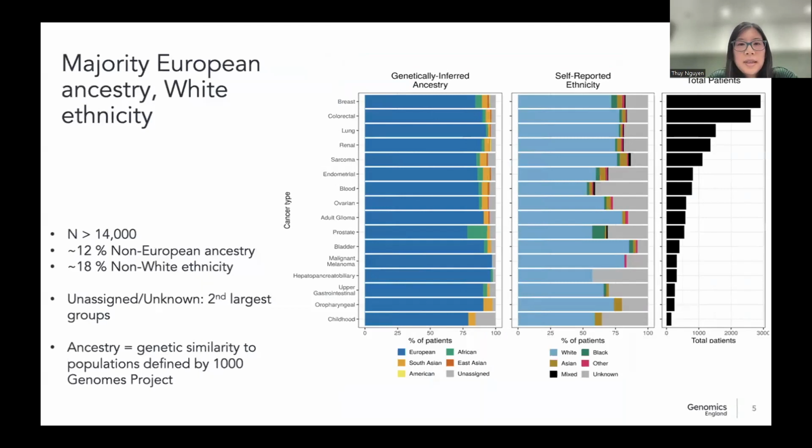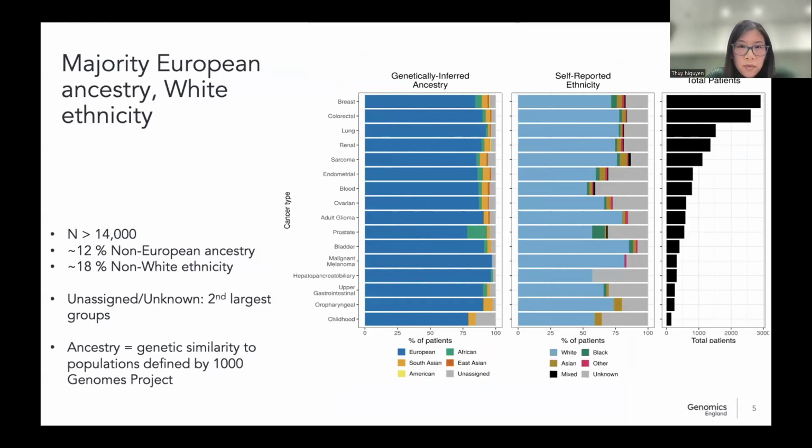So this is the ethnic and ancestry compositions of the 100,000 Genomes Project Cancer Program. On the left is ancestry, in the middle is ethnicity. The first thing that you notice is it's a whole sea of blue in all the plots. So we'll focus on ancestry first. The majority ancestry is European. But what you also might notice is that there's a lot of gray, and those are unassigned. So there are problems with genetic ancestry assignments in this study and a lot of other studies.